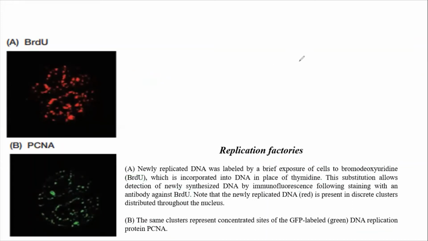Lamp loader in eukaryotes. Yes, absolutely correct. Wherever replication is going on, PCNA will be there, correct? And it is GFP labeled. So on checking under the microscope, you can see the points where PCNA is present. It means those are the areas where replication was going on. And this is how you prove that there are replication factories.